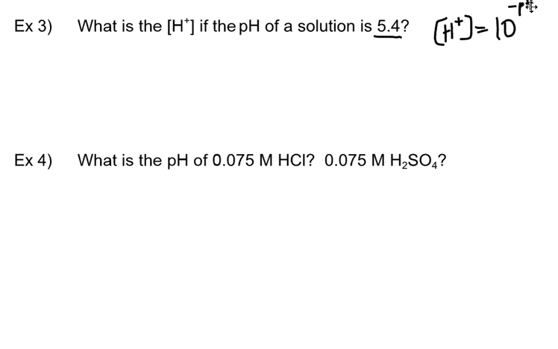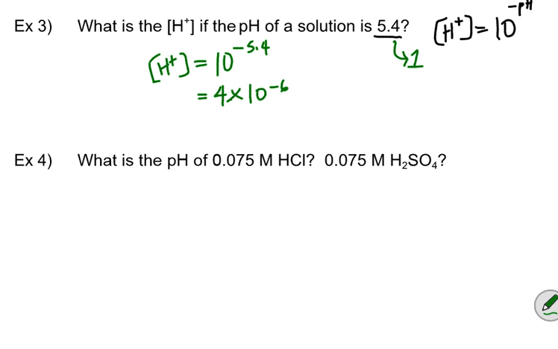So to do this question here, the concentration of your H plus ions is 10 to the negative 5.4. When you plug that into your calculator, you get 4 times 10 to the negative 6. Again, I have 1 decimal place in my pH, so I only need 1 significant figure in my final answer.